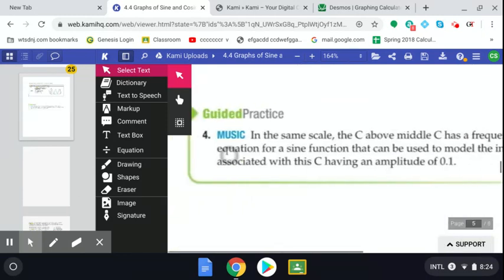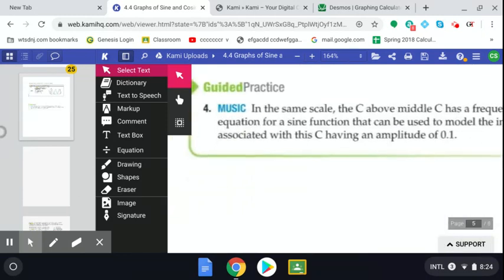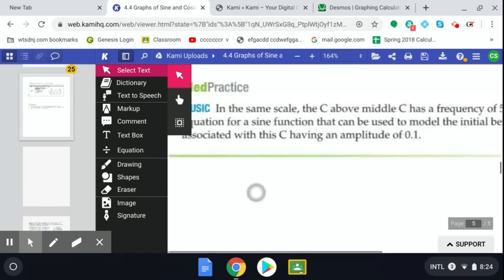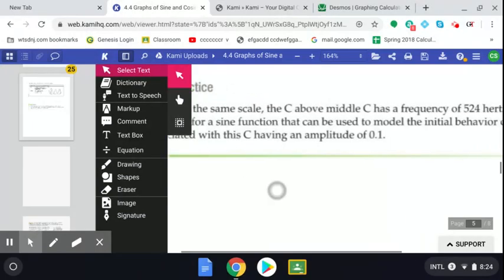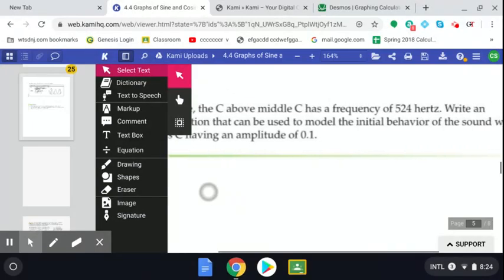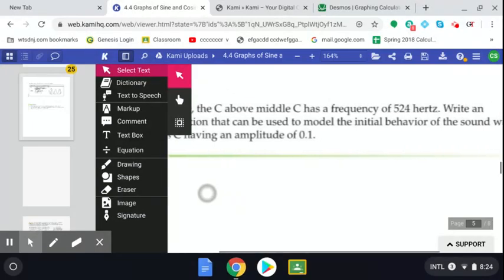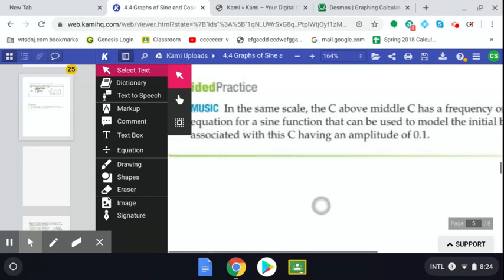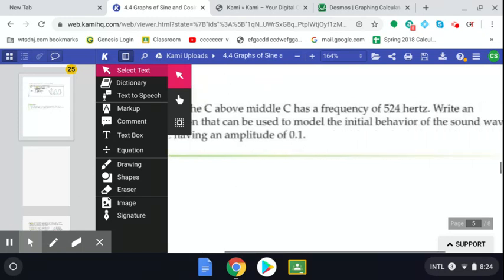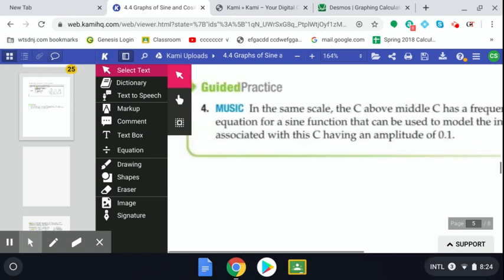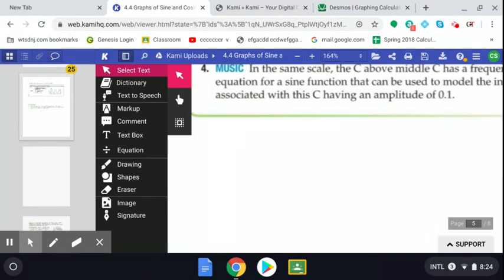So one example we have here is music. In the same scale, the C above middle C has a frequency of 524 hertz. Write an equation for a sine function that can be used to model the initial behavior of the sound wave associated with the C having an amplitude of 0.1.